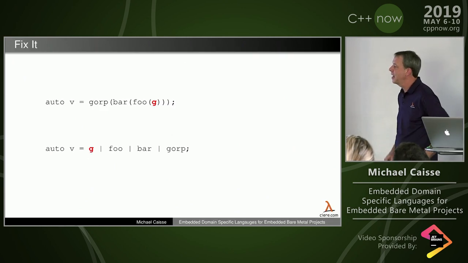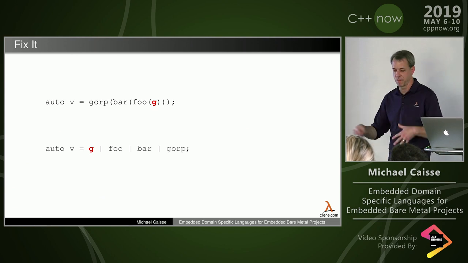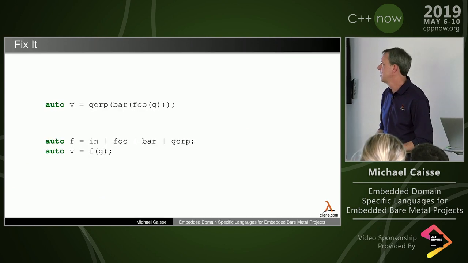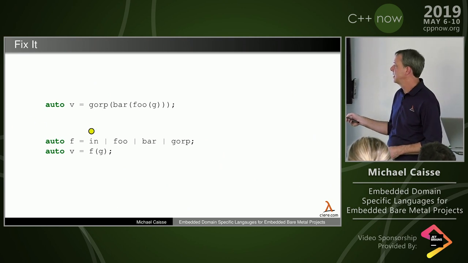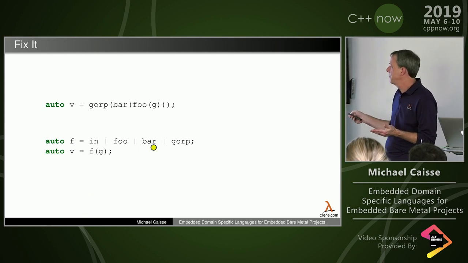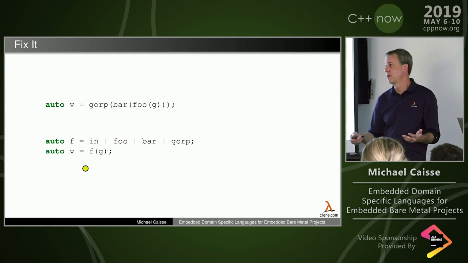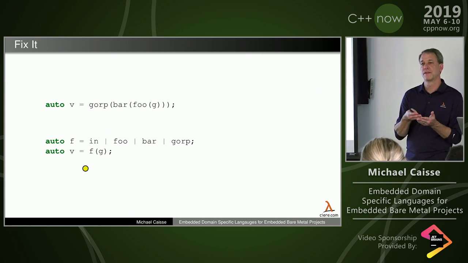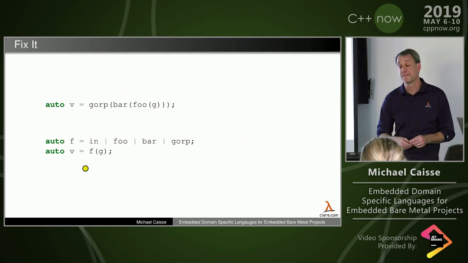So how are we going to do this? Well, first of all, I'm going to suggest that instead of passing our g in, some value that we're going to start off with, we pass in this thing called in, and it's going to represent whatever an input value is. And now I've generated a callable that I can call later with g. So I've composed this thing such that I now have an f, which will result in taking the passed in result, calling foo, taking that result, calling bar, taking that result, calling gorp.